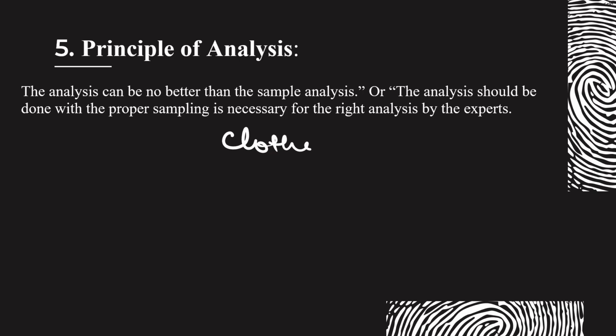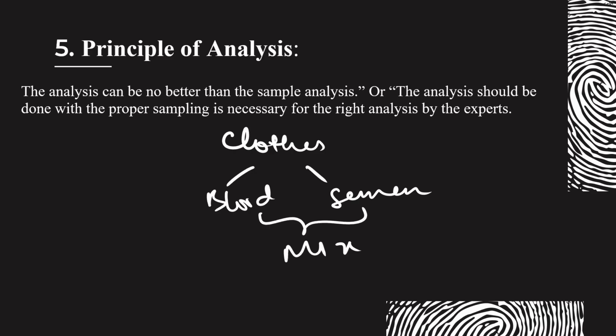Suppose we have clothes which have both blood stains and semen stains on them, and now instead of packing the stains separately, the officer dries the clothes and packs everything together in one bag. Now, what is the problem here? When both types of stains are packed together, the blood and semen can mix, and that can give us contaminated samples. So when the forensic expert tries to test them, the results can be inaccurate, or even completely wrong. And that's not just a mistake, it can affect the entire case.